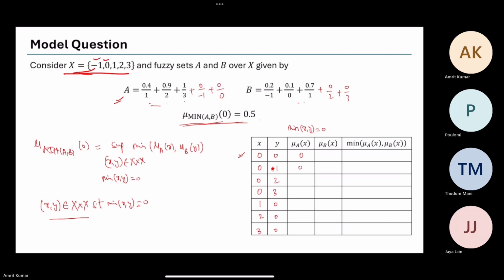So in these four cases, in the first four cases, when x is 0, mu A of x is going to be 0. So regardless of what mu B of y is, this minimum is going to be 0 because one of them has become equal to 0, right? Similarly, what is the membership of 0 in B? It is 0.1.